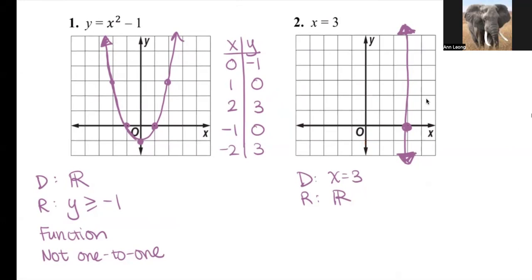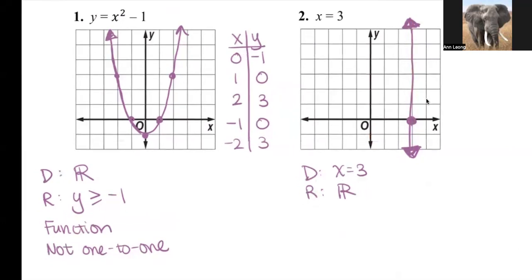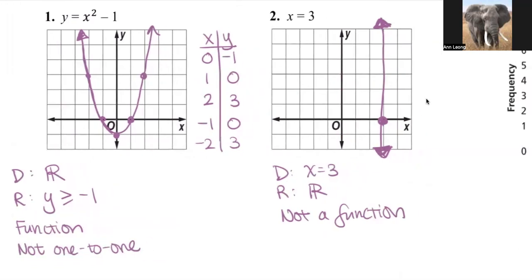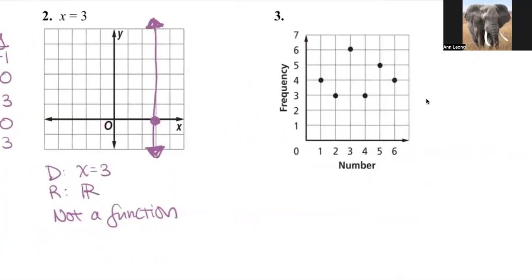Vertical line test doesn't pass, okay? That definitely hits multiple points. So this is not a function. So I don't even need to worry about one-to-one. If it's not a function, it can't be a one-to-one function. So don't even test that. All right, and we'll go back for the discrete versus continuous later.